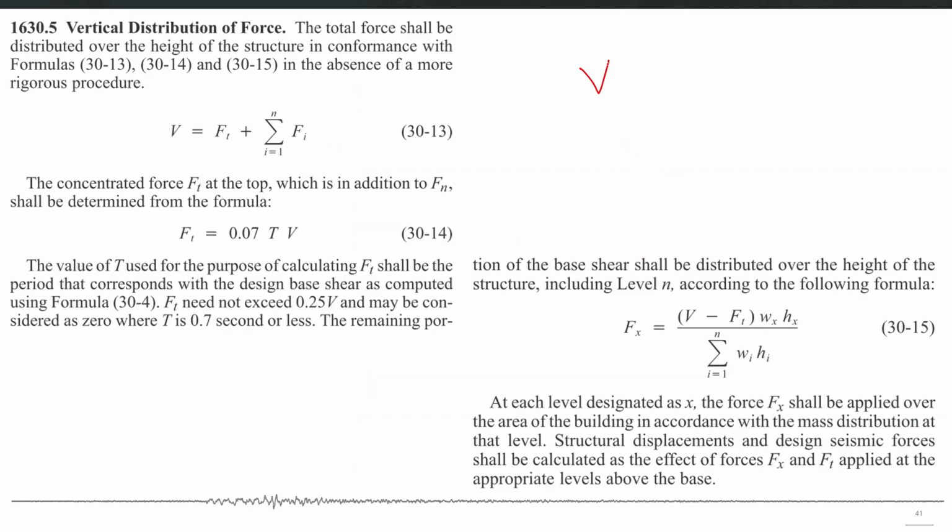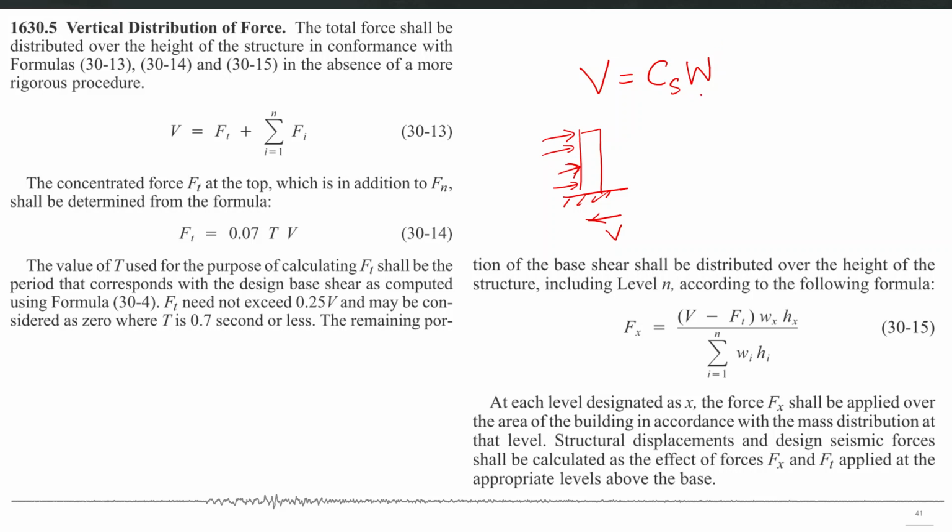And once we calculate V is equal to CS into W, we can distribute these base shear values along the height of the structure. So we already have this base shear, the total V. Now we have to divide it along the height of the building in order to get the story forces to be applied to your structure.